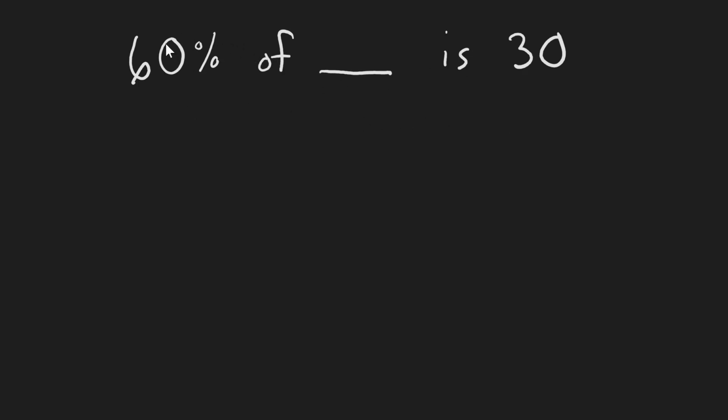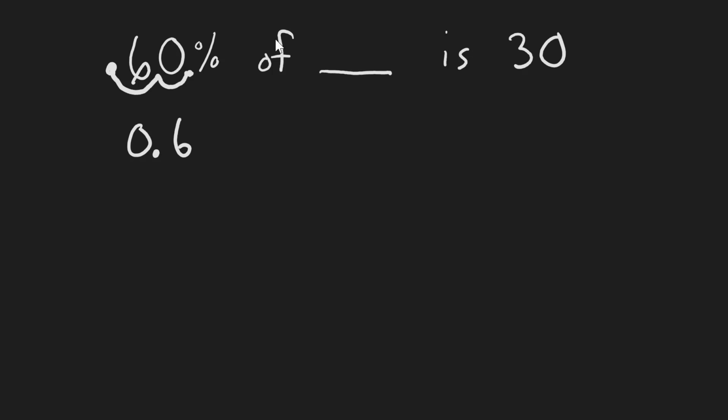So let's start with 60%. We can't really operate with 60%, add, subtract, multiply, divide. We first need to convert this into a decimal. And how do we do that? Well, to turn 60% into a decimal, we have to move the decimal 2 to the left. So we'll go 1, 2, and so 60% is the same as 0.6.